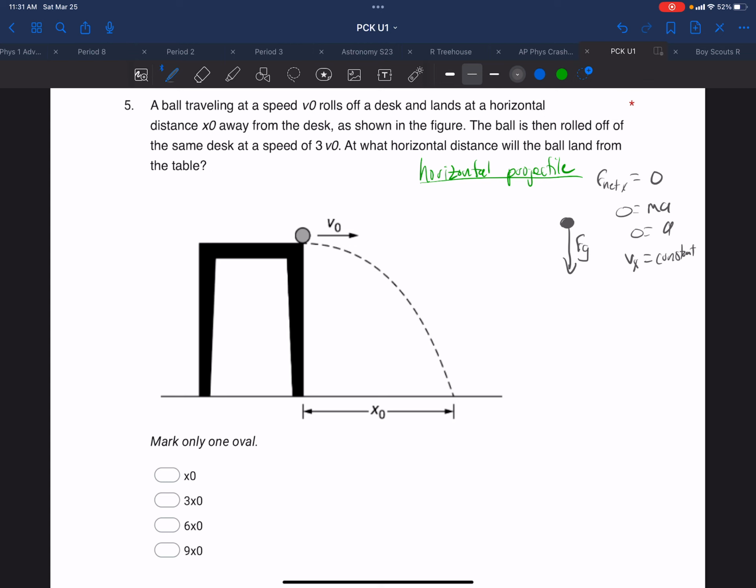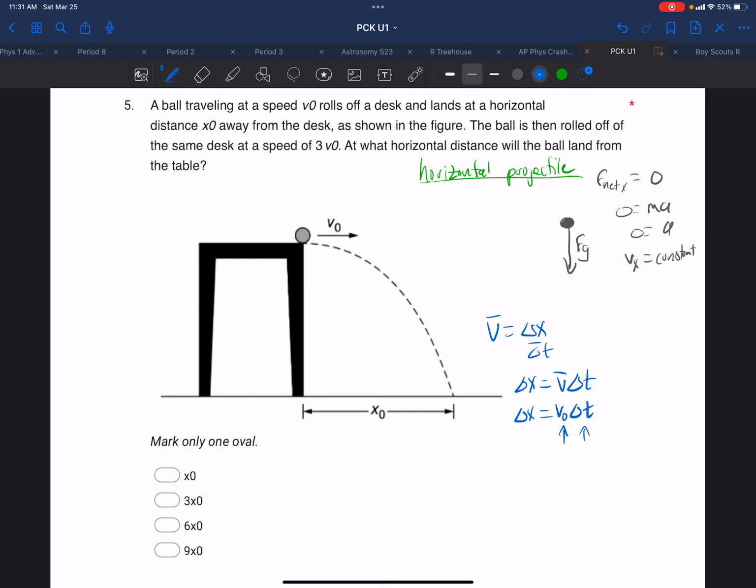It remains the case. So if that is true, using our formula, the average velocity is delta x over delta t, then delta x is equal to the average or constant velocity times the time that it's in the air. And this average velocity is v0. So the horizontal distance depends on two things: one, the initial velocity, and two, the time.